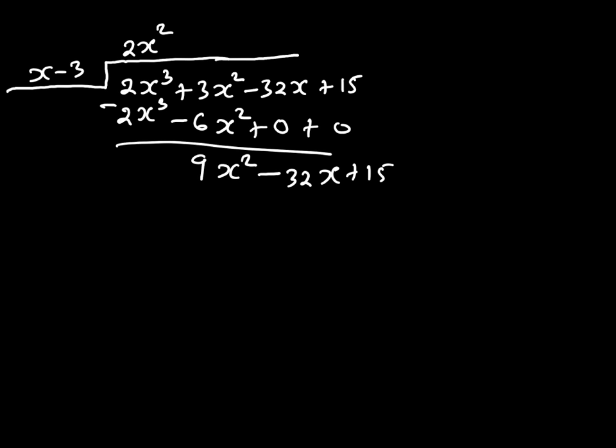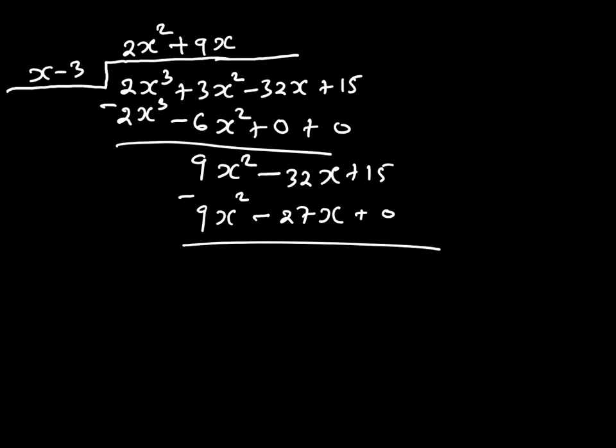Okay. So what do we do? Let's go ahead and divide 9x squared. 9x squared divided by x is plus 9x. Multiply through. You have 9x squared minus 27x, and then plus 0. So let's subtract it. When you subtract 27 and that negative 27, and the minus 32, you end up with minus 5x plus 15.